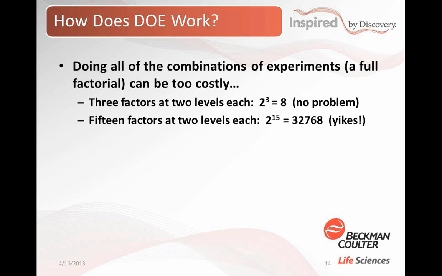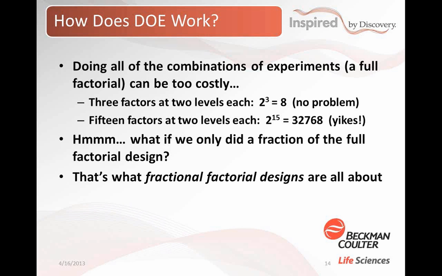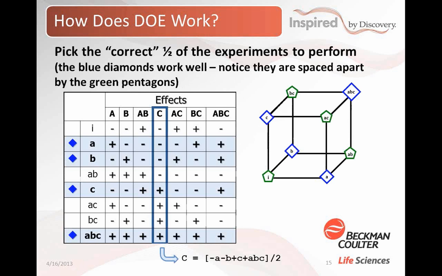Now, doing all of the combinations in that 3-factor, 2-level experiment isn't such a big deal. There's just 8 of them. But if we want to look at 15 different factors, which is not that unreasonable for some chemistry, that turns into a lot of experiments, even at just 2 levels each. Likewise, sometimes we would want to study more than 2 levels. So you can imagine having a 3 to the 15th, etc. So what happens if we only do a fraction of those? Well, that's what the field of fractional factorial designs is all about. And there are other types of designs as well, but this is the one we're going to look at for an example. So by picking the quote-unquote correct half of the experiments to perform, we get a nice design.